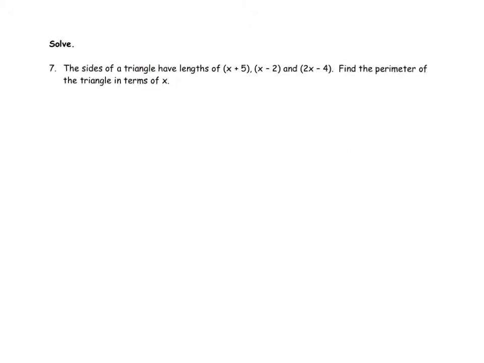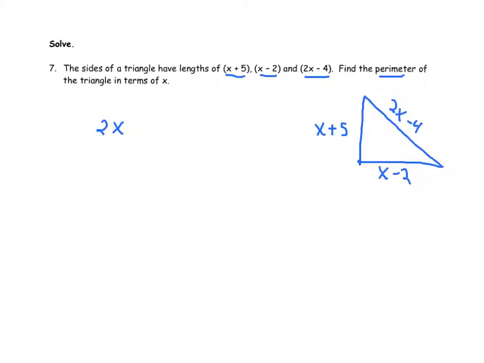Alright, number 7, you want to write the problem down. You have the sides of a triangle have these lengths: x plus 5, x minus 2, and 2x minus 4. And it says you want to find the perimeter of the triangle in terms of x. That just means I'm going to add everything together. So I'm just going to stack them to add because it's pretty simple. 2x minus 4. This isn't the only way to do it, but I'm just going to do that.